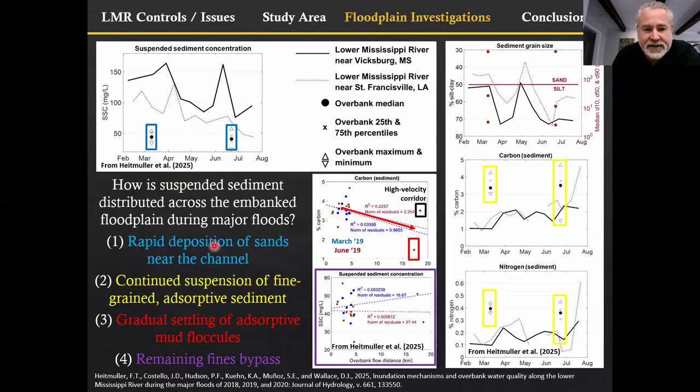And so what that suggests is that sands, non-adsorptive, chemically inert sands, were deposited within maybe 1 or 2 kilometers of the channel bank along natural levees, as we would expect. And the remaining finer grain adsorptive types of sediments, muds, continued across the floodplain, of course, at lower concentrations, but also with more carbon and nitrogen adsorbed to those particles moving across the floodplain. So it essentially shows that sand is deposited quickly, and finer grain materials continue to move overbank.